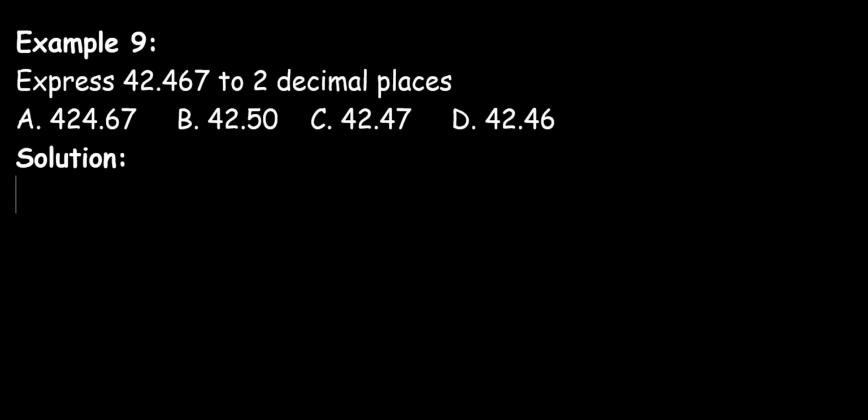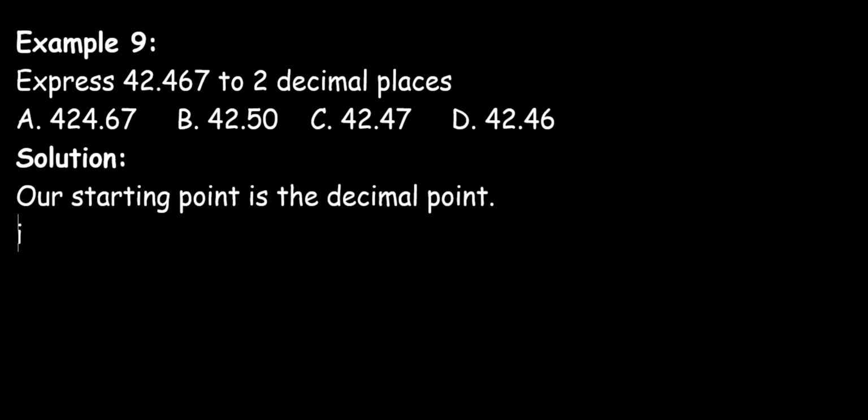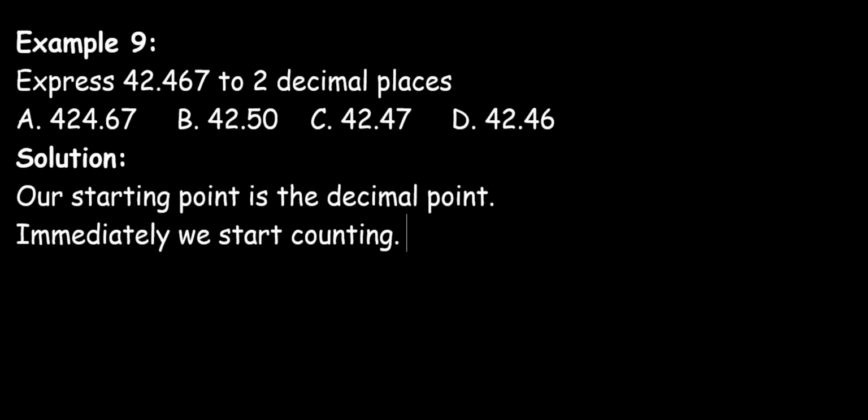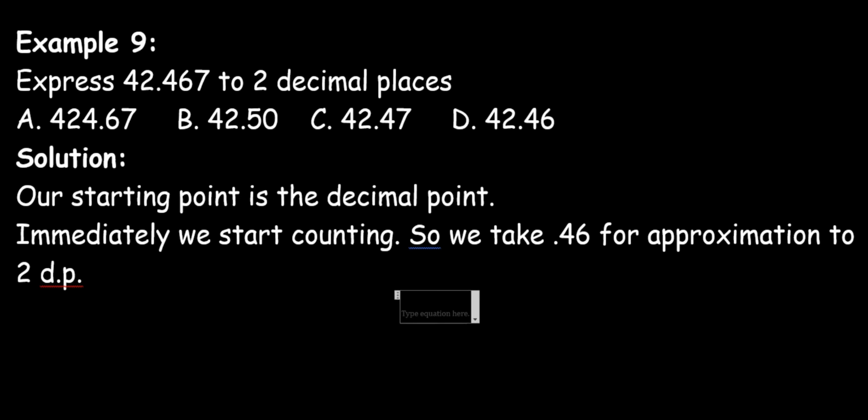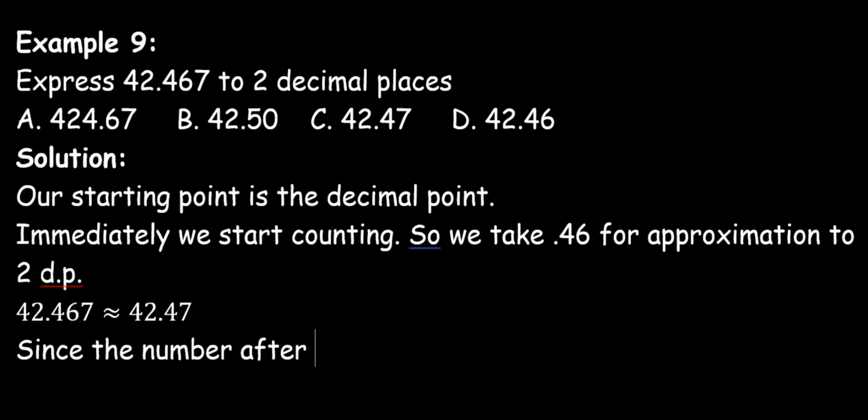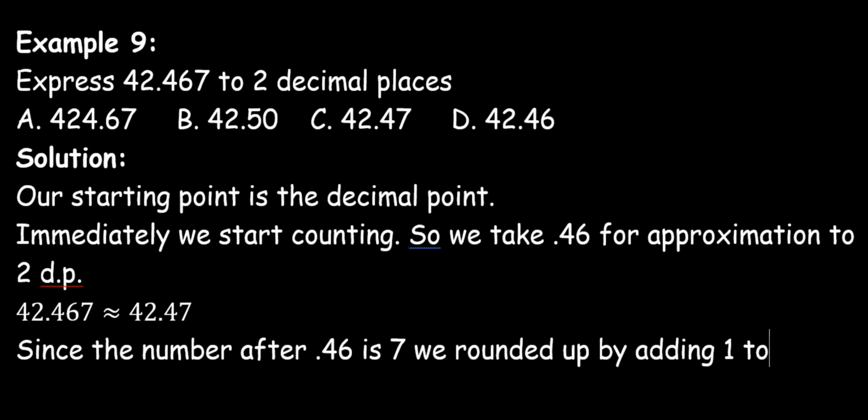When dealing with decimal places, our starting point is the decimal point. Immediately after the decimal point, we start counting. So we take 0.46 for approximation to two decimal places. Thus, 42.467 is approximately equal to 42.47. Since the number after 0.46 is 7, we round up by adding 1 to the 6. Hence, we have the result of 42.47. Another example.